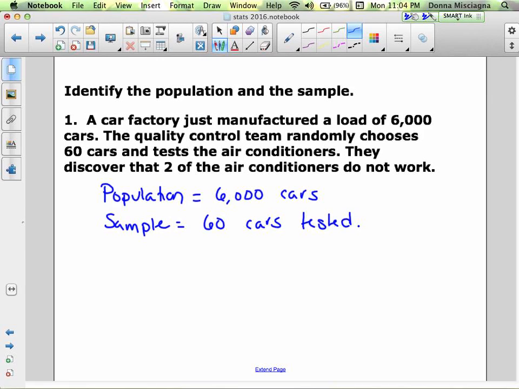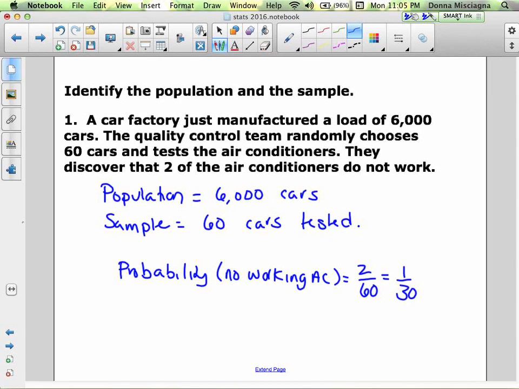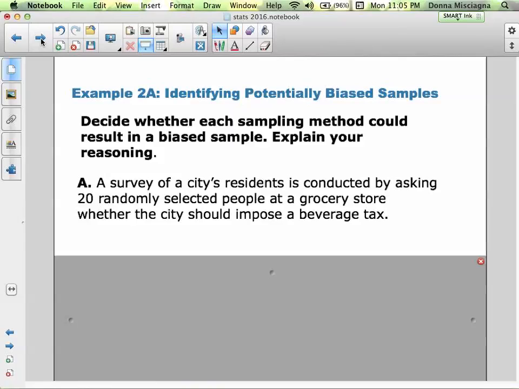Okay. So by the way, if they found that 2 of the air conditioners don't work, just to kind of review probability, the probability of no working AC would be 2 defective ones to 60 in the sample, or 1 out of 30. So this is an example of experimental probability. So just a little review there for probability. Right, so the population is all the cars, the sample is just the ones they tested.